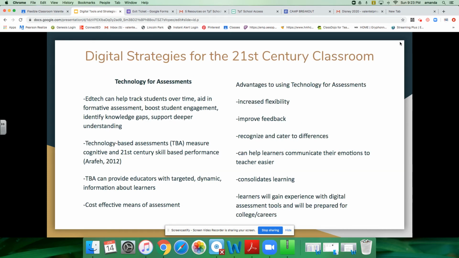The third tool or strategy is technology for assessments. Using technology for assessments is a very interesting and, again, double-edged sword. It helps the educator and it also helps the learner. So what I found here is that EdTech, educational technology, can be an aid to the teacher in that it can help track students over time and track their progress, as we've seen.